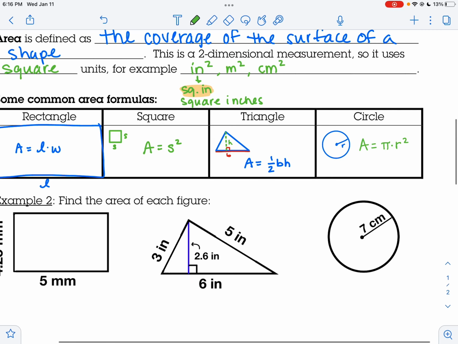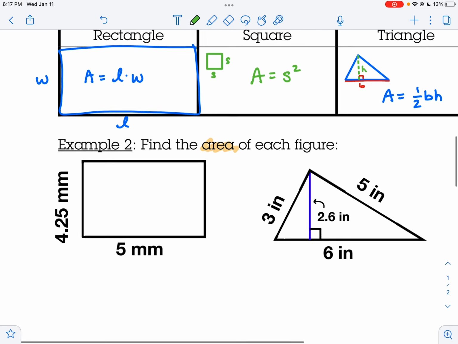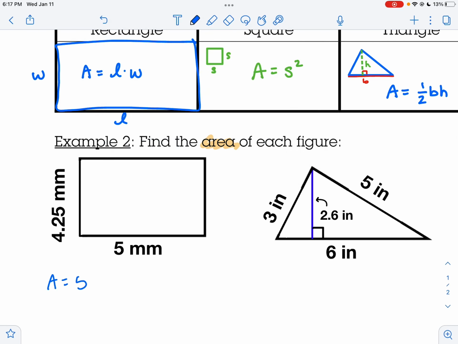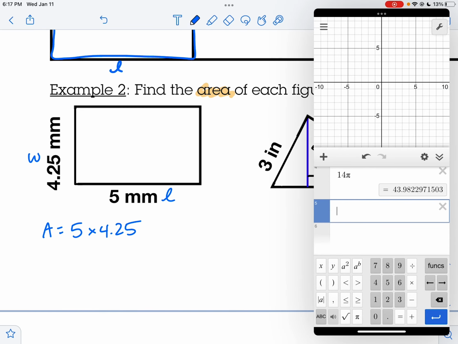So now that we have this reference, we can find the area. Now these are all the same shapes with all the same numbers, but we're going to be doing different things because we're finding area now. Okay, so our first one is a rectangle. This is just length times width. So area equals 5 times 4.25. Length times width. Honestly, it doesn't matter which one's which because we're just multiplying and you can multiply in any order. So 5 times 4.25.